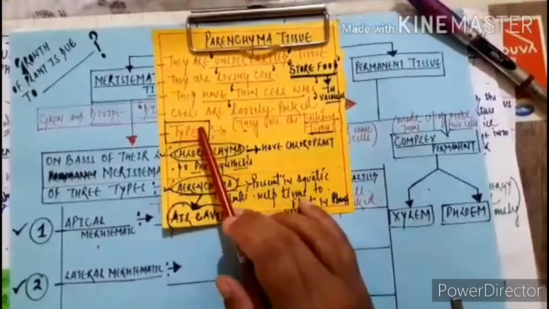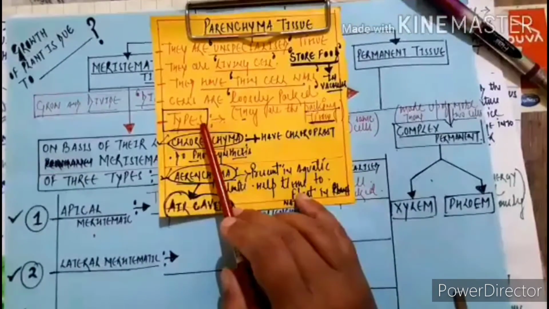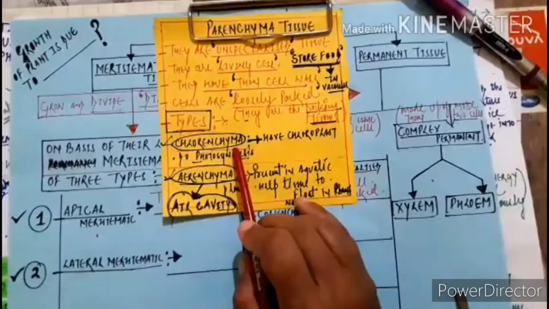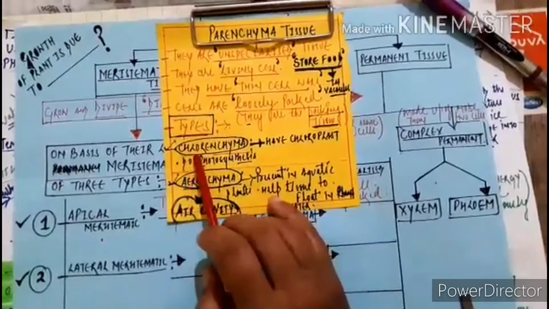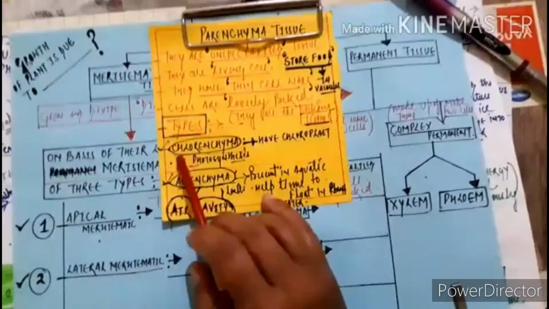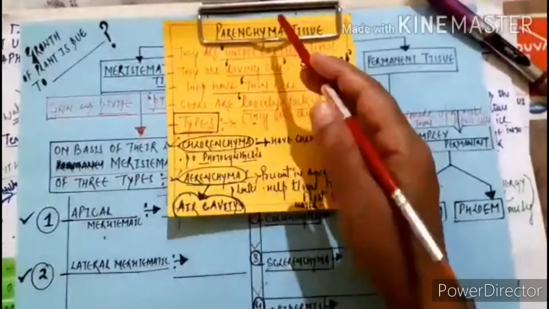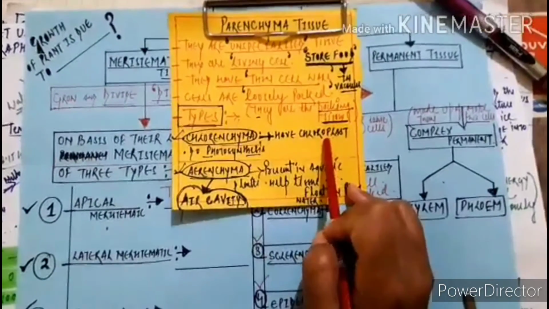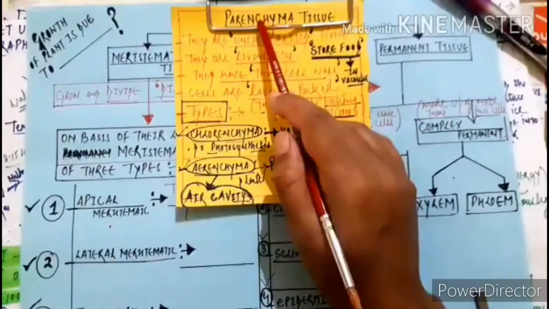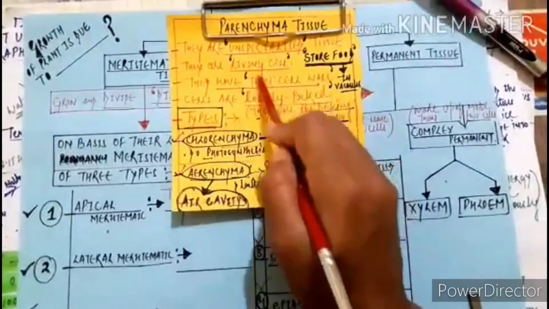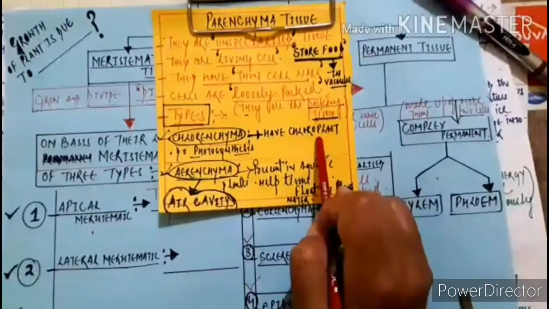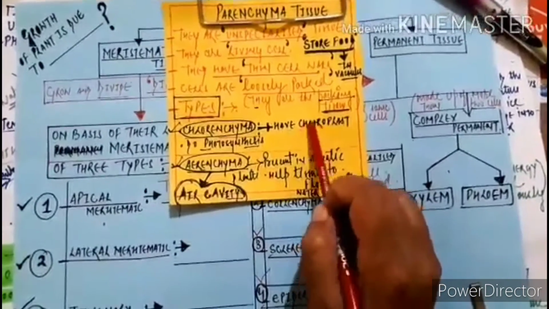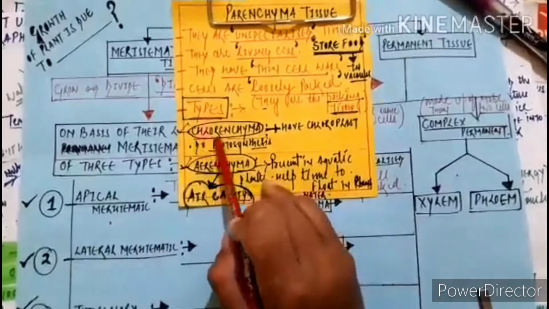And types of parenchyma tissue. We divide parenchyma tissue into two types. The first type is chlorenchyma. Now what does chloro mean? Chloro means chloroplast. Chlorenchyma means the parenchyma tissue whose cells have chloroplast in them. The cells of parenchyma tissue which have chloroplast are called chlorenchyma.